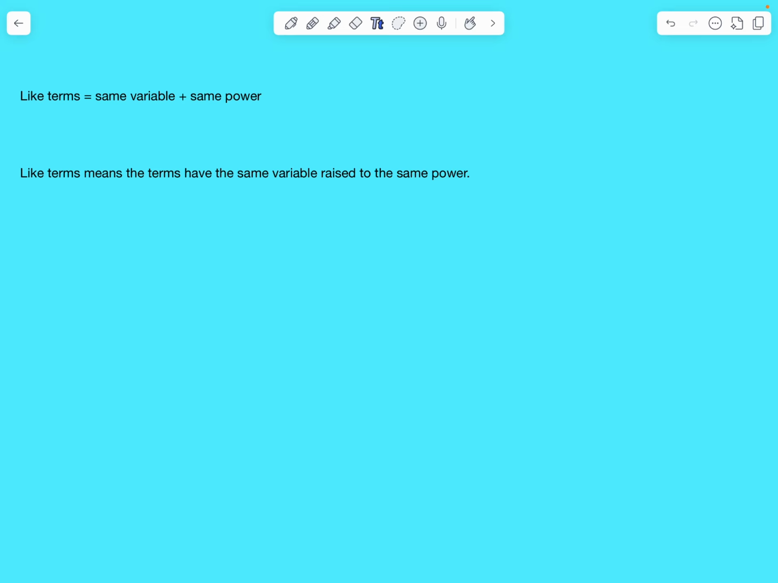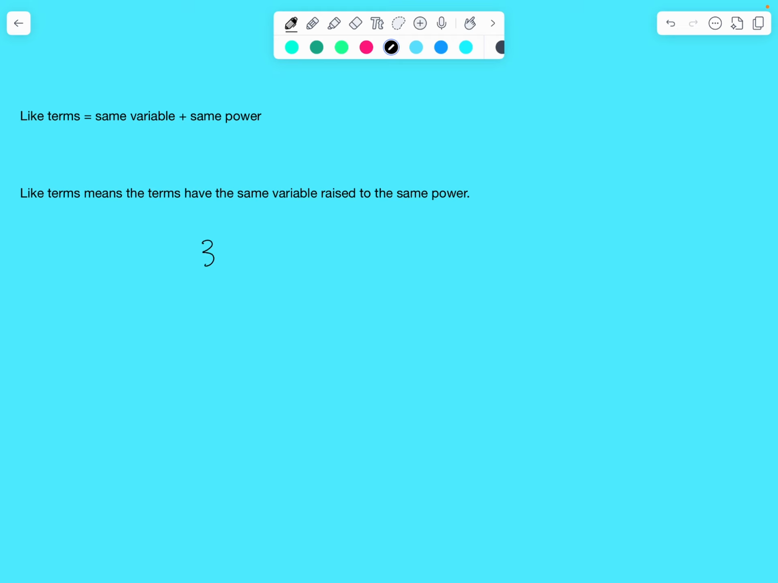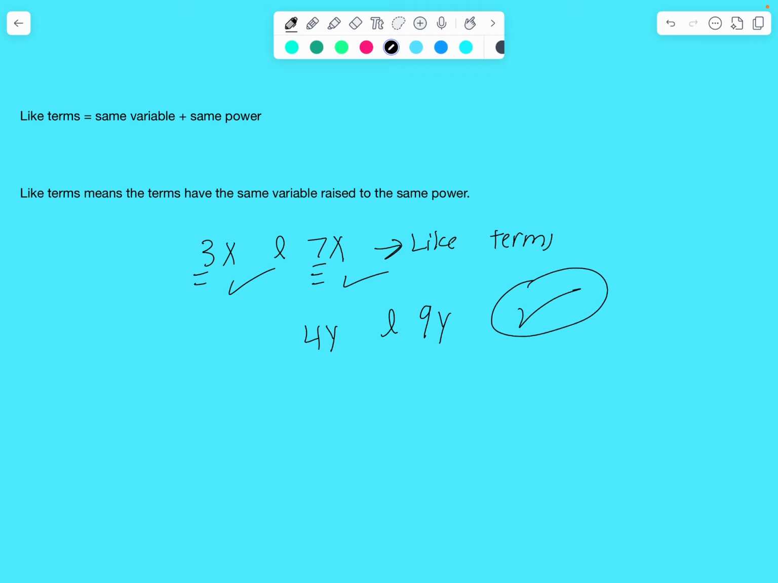Okay, so I'll list some examples on that soon. And like terms means the terms have the same variable raised to the same power. So 3x and 7x. Those are like terms, right? So we have an integer, which is 3. We have an integer that is 7. We have a variable that is x and also x. So they're like terms. Is 4y and 9y like terms, you guys? Yes, it is. Hopefully you said yes.